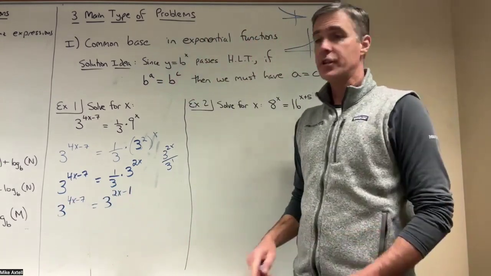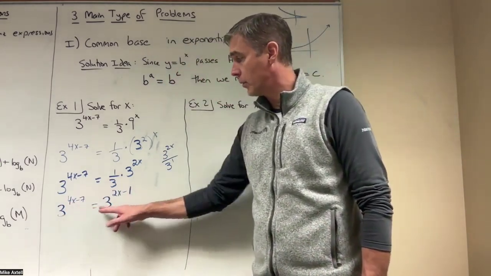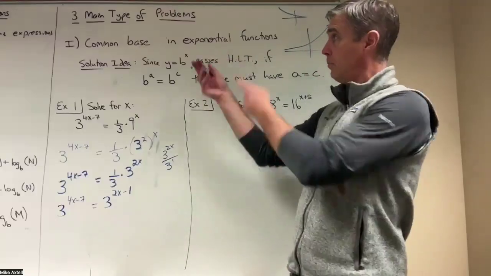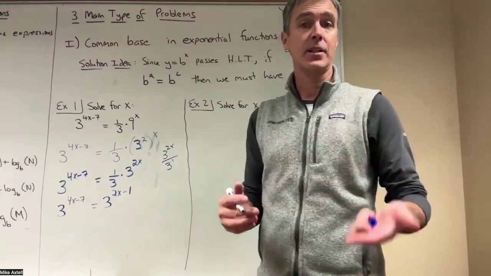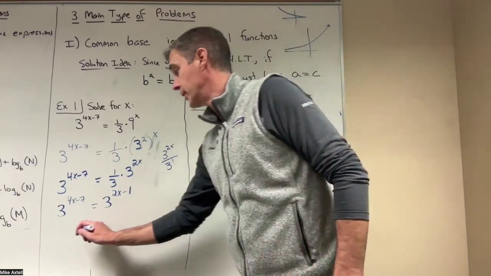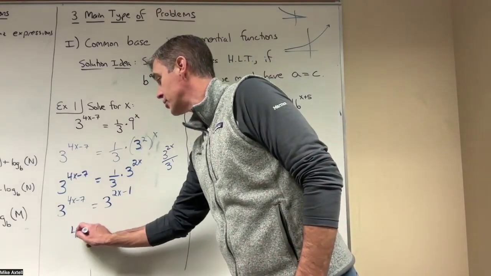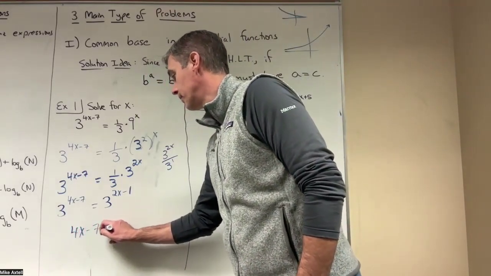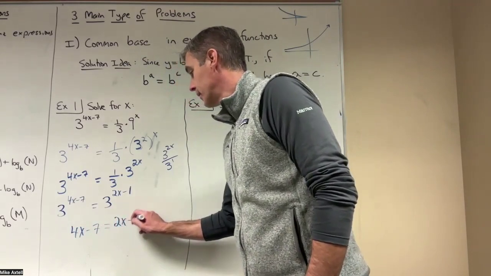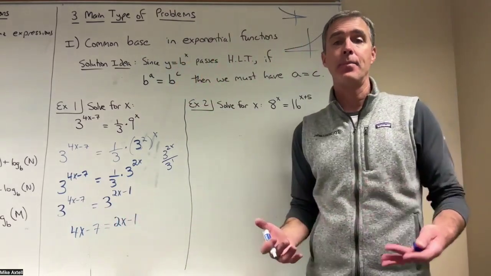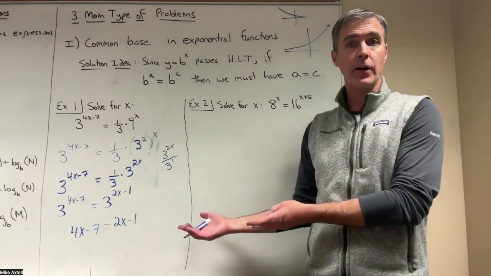Now I'm in a situation where I have b to one power equals b to another power. By this one-to-one nature, or this passing the horizontal line test nature of the exponential function, I can just say the two powers have to be equal. And now I'm back into happy algebra land with linear functions.